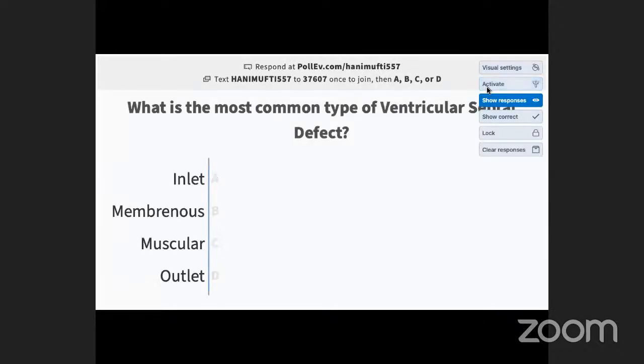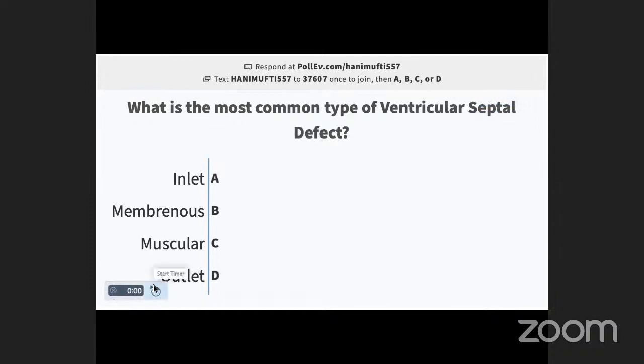Activate. Okay, so it should be active now. Let's put it on.